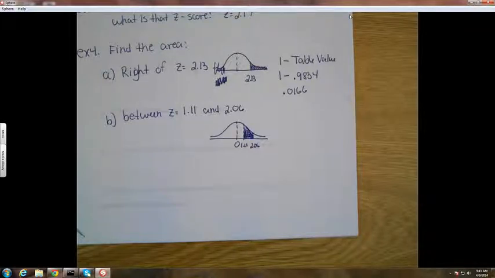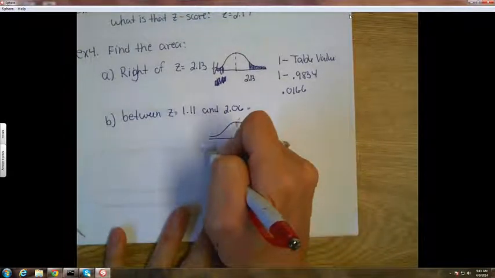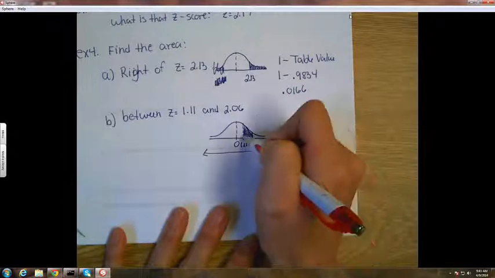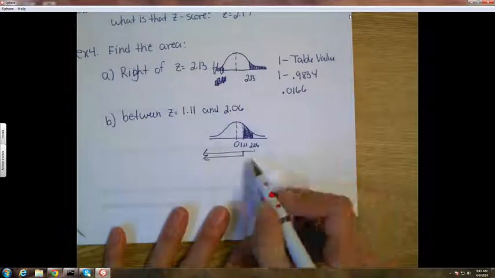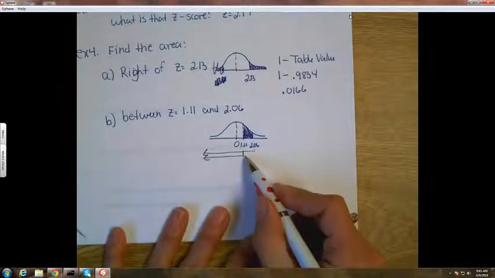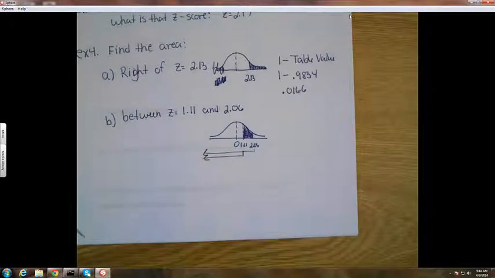What's our plan going to be here? Find both and then subtract them. Yep, because we're looking for the overlap. Because when I look up 2.06, it's going to give me that total area. When I look up the 1.11, it's going to give me this area. I'd want to subtract those two, and it'll leave me with a piece in the middle. So what's the 2.06 area? 9803.